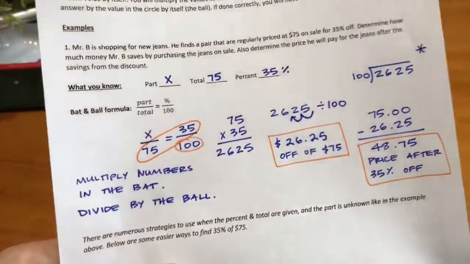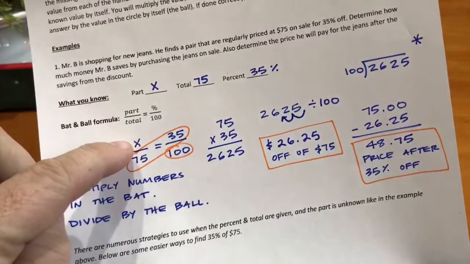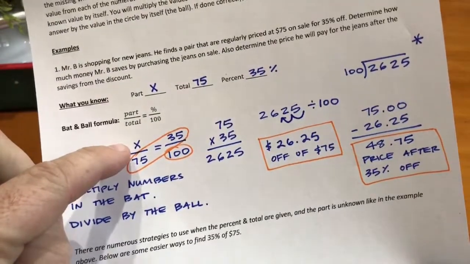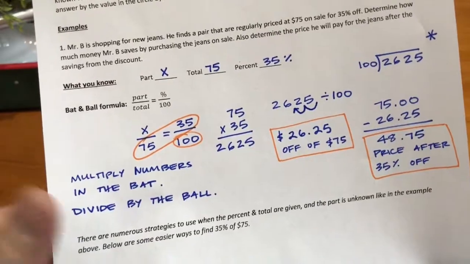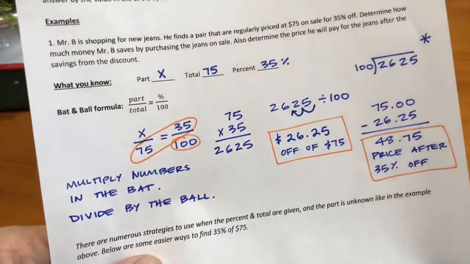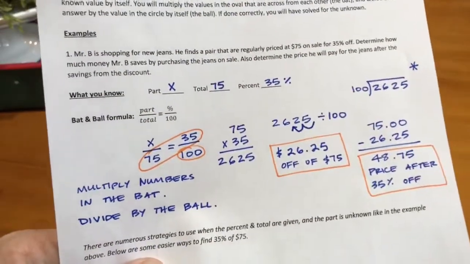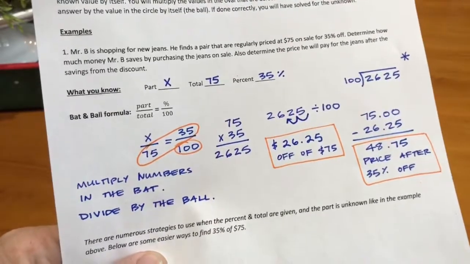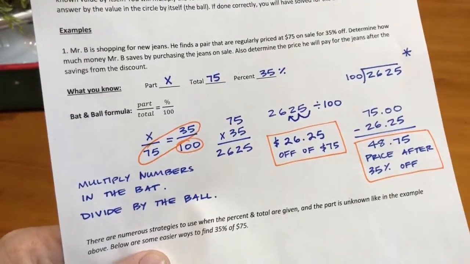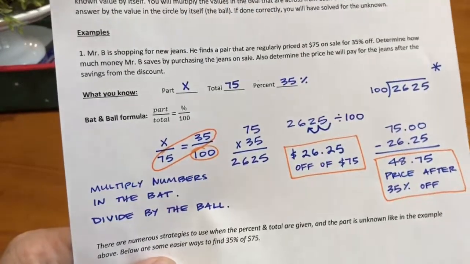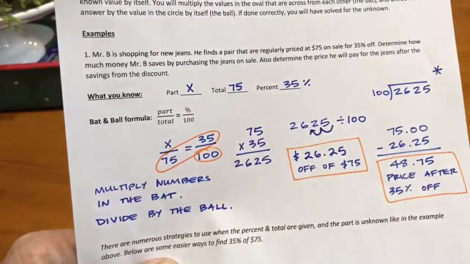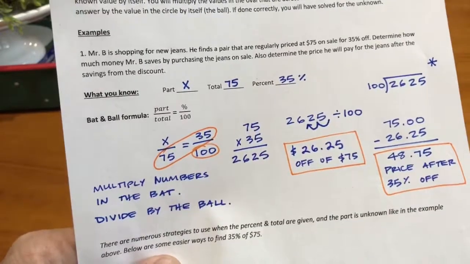Using the bat and ball strategy, I was able to solve for this unknown value right here, and it didn't take a whole lot of time to do it as long as I set it up correctly. All right, we're going to talk about a couple other strategies for problems like this, because there are some easier ways to do it when you are looking for the part. So we're going to discuss just a couple of easy strategies for that.